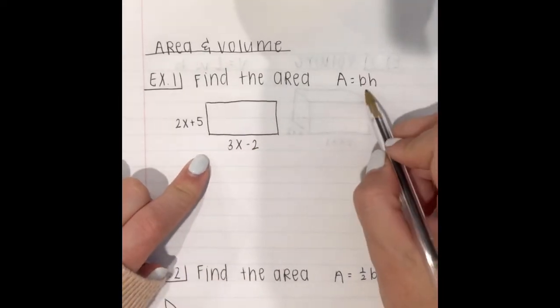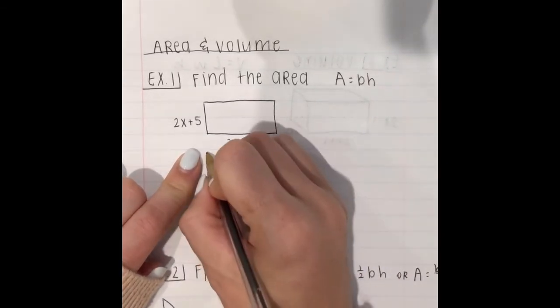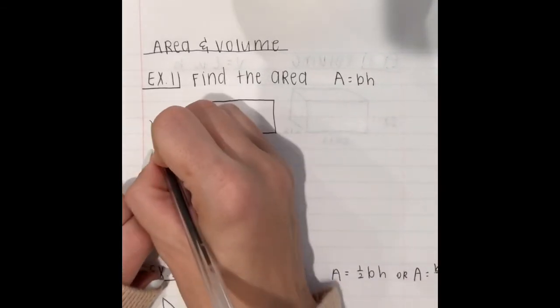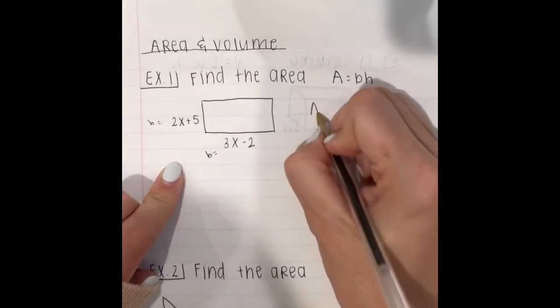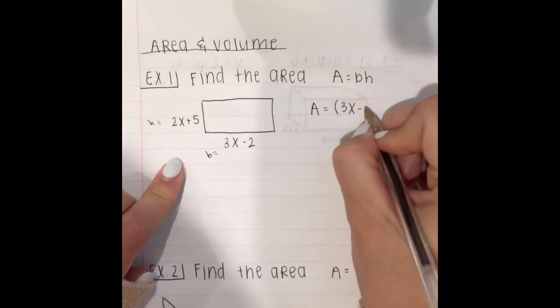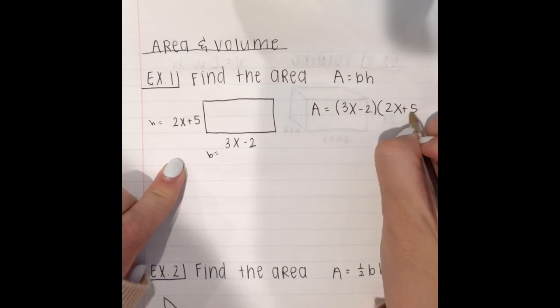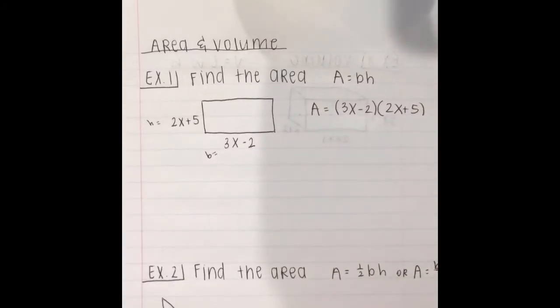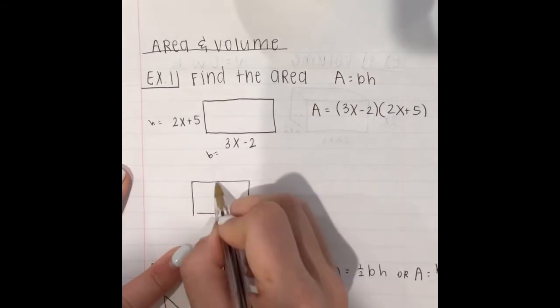So your formula for the area of a rectangle is base times height. So it gives you your base, it gives you your height. So all you need to do is multiply them. So your area is going to equal your base times your height. So we can just slap this in a box real quick.